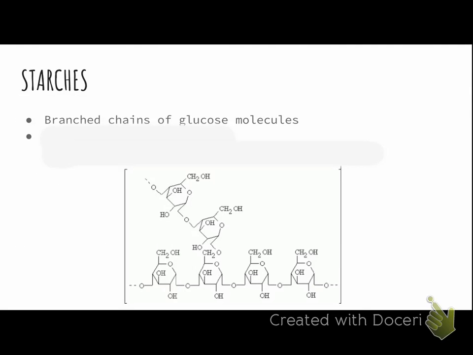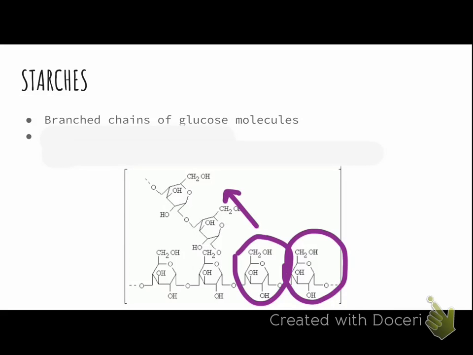So starches are branched chains of glucose molecules. So we have a bunch of glucose molecules that are going to be in a branched form. If you look at this picture here, each one of these right here is a glucose molecule, and then every so often you'll see one that branches off and moves in this direction. So this would continue, and then you'd see some branching. It would continue, you'd see some branching, is what we would see in this situation with the starch.